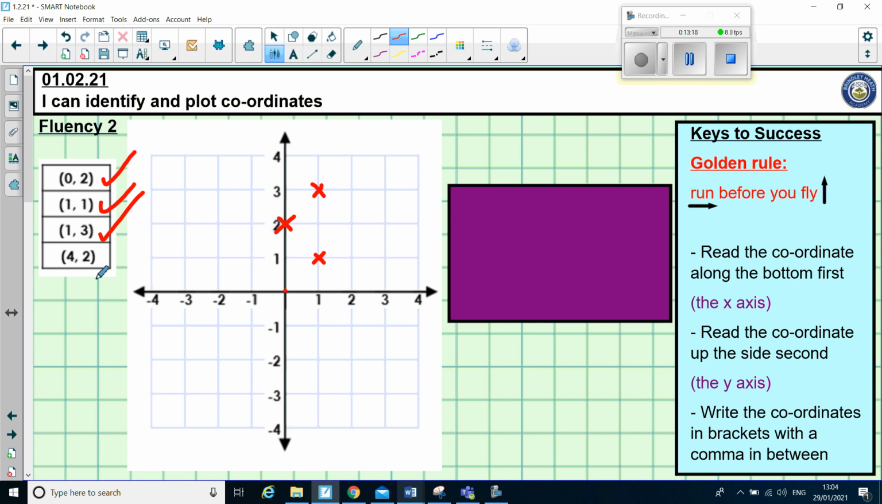Okay. Next one then, I've got the coordinates 4, 2. So I've got to find 4 along the x-axis and 2 along the y-axis, and then I plot it with a cross. Okay, year 6.